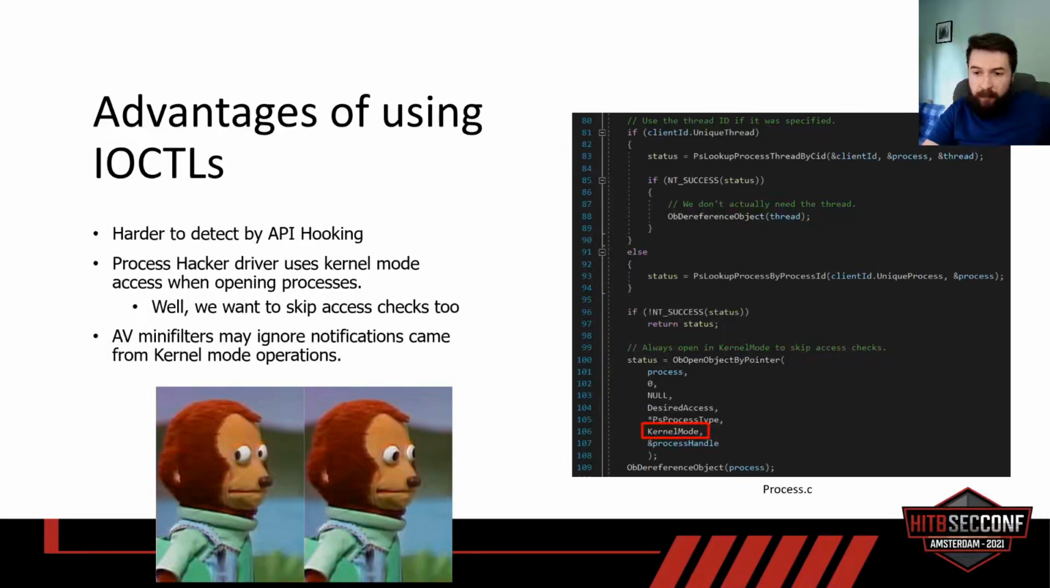Secondly, the Process Hacker driver uses kernel mode when it opens a process, so that it bypasses user mode access checks. This is the main reason that Process Hacker can display so much data. Actually, normally a process wouldn't be able to display it. By using IOCTLs, we can utilize the same capability with any tool.